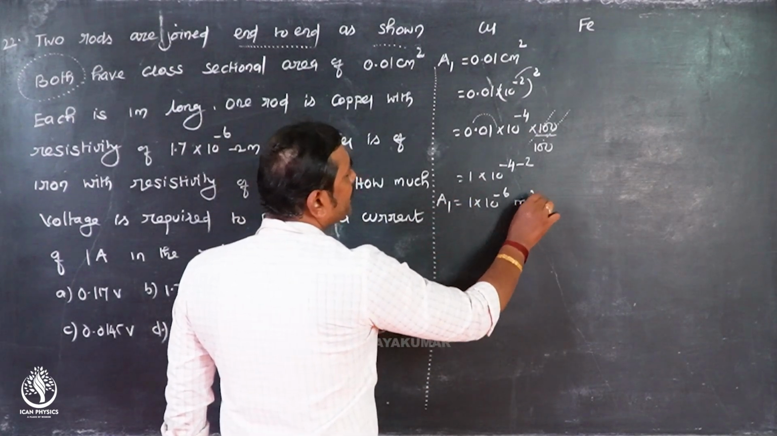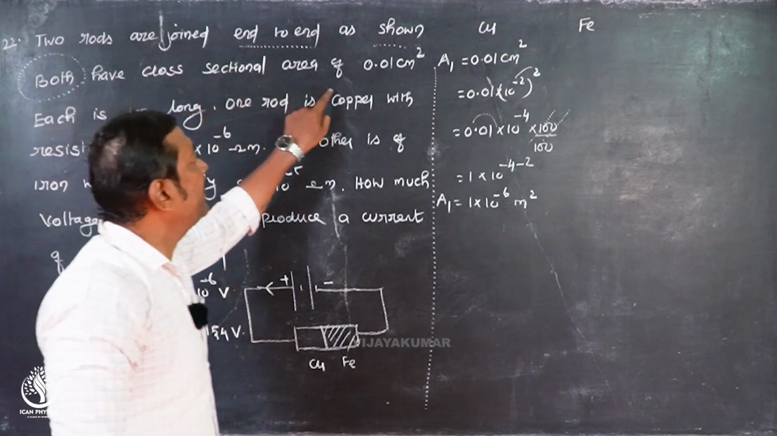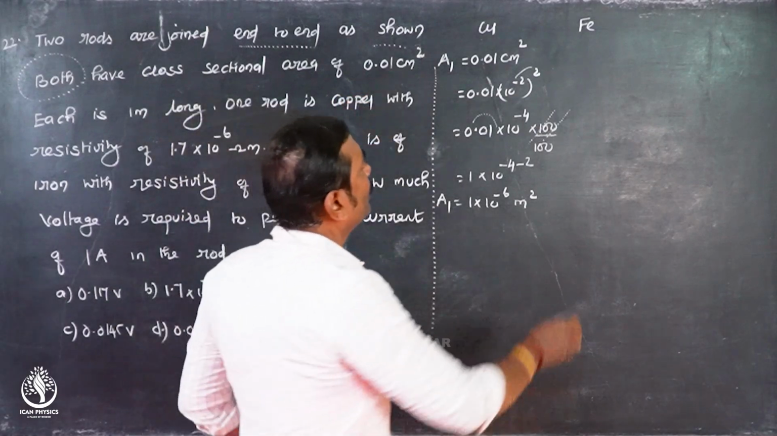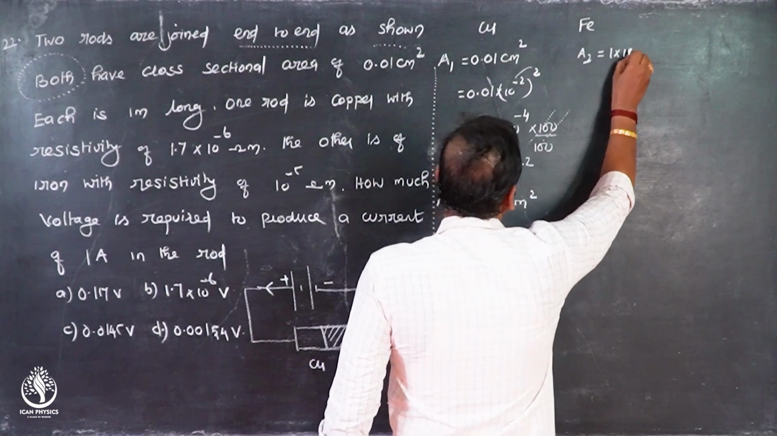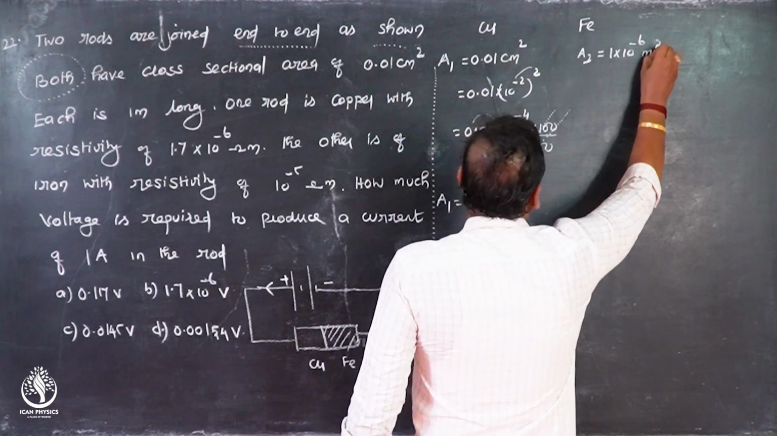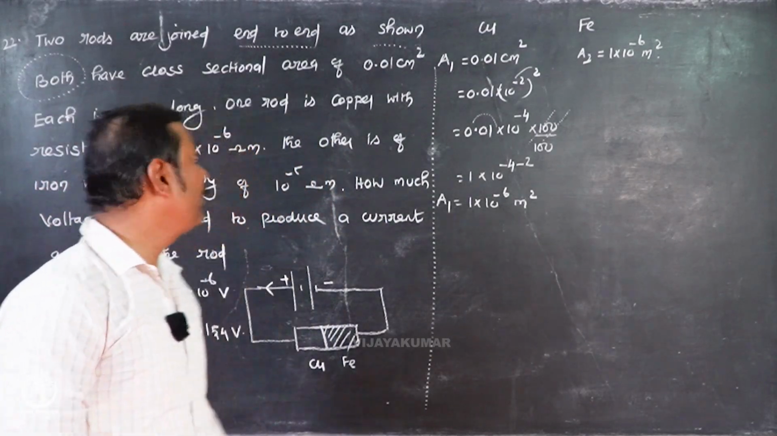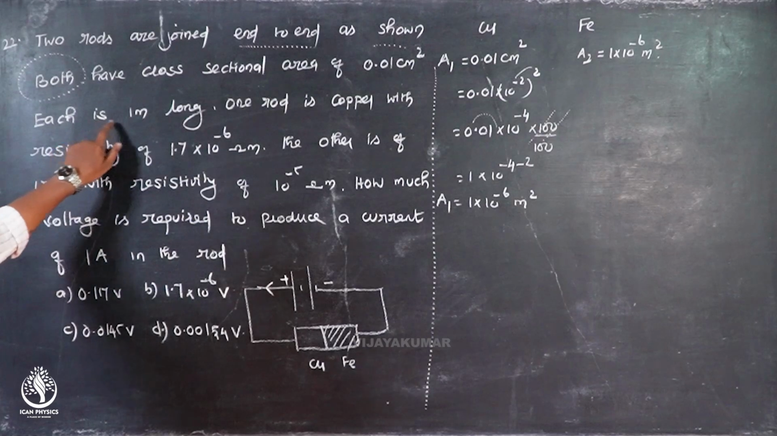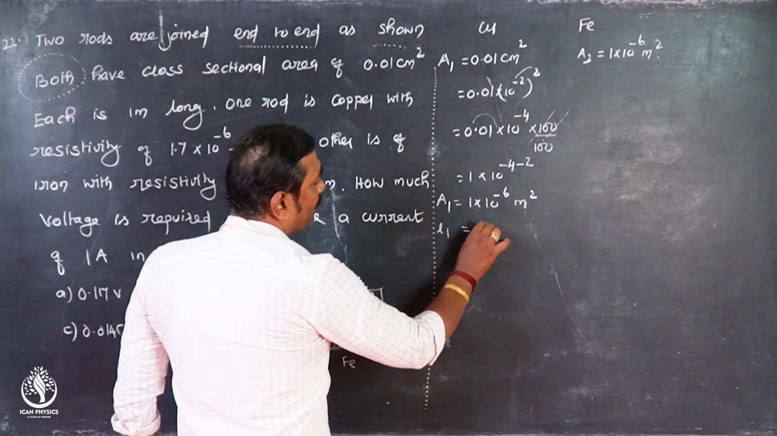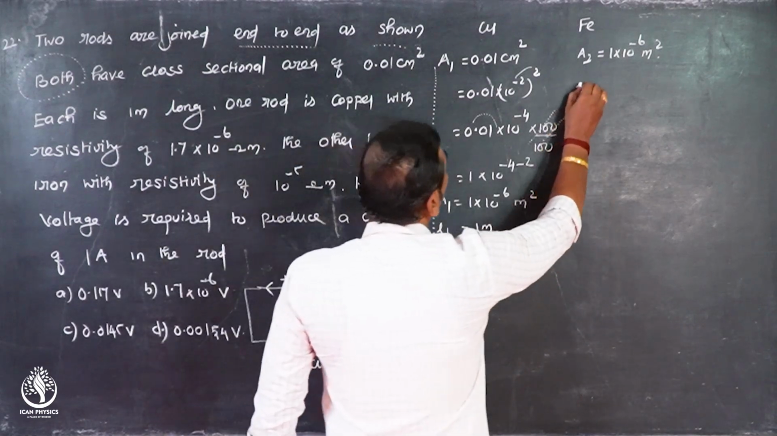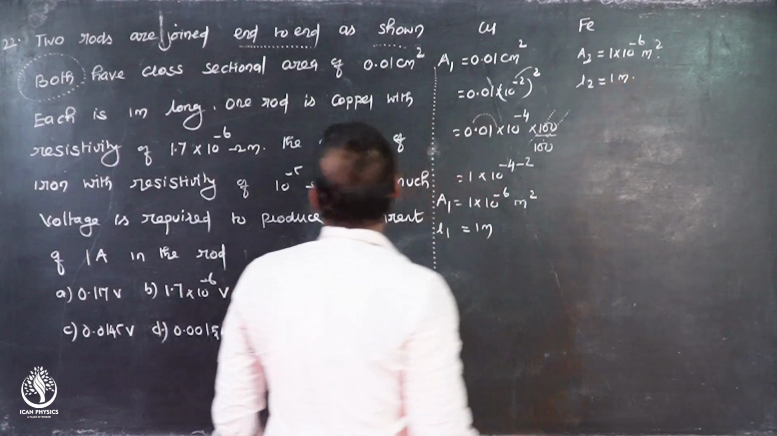In meters squared. Both have cross-sectional area of 0.01. So the iron's area is also 1 into 10 to the power minus 6 meter square. Can you understand? Next, each is 1 meter long. So the length of the copper rod is 1 meter. The length of the iron is also 1 meter.